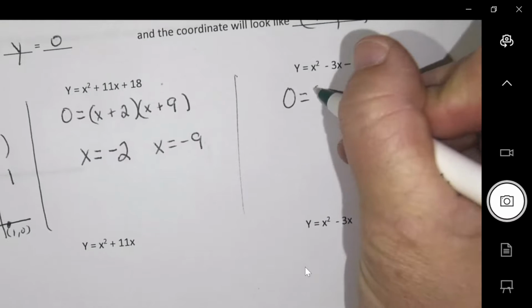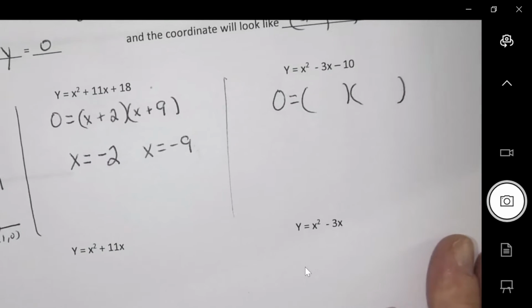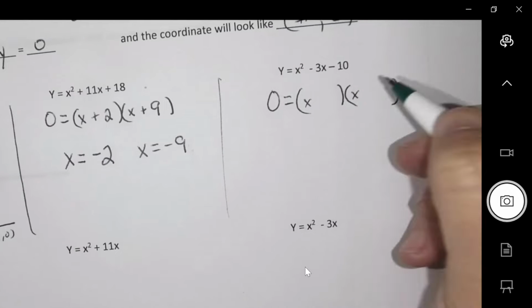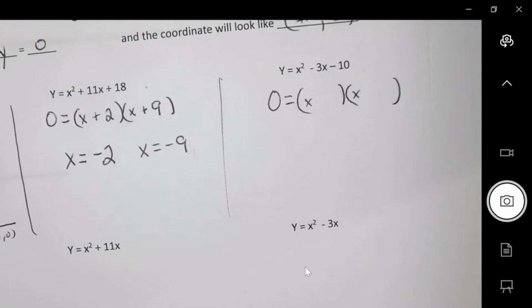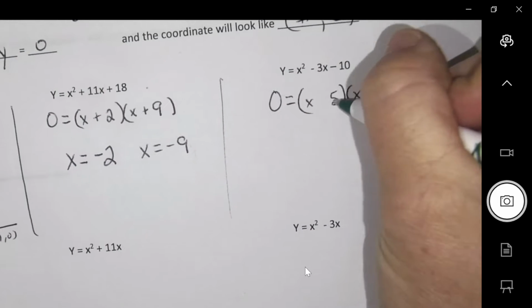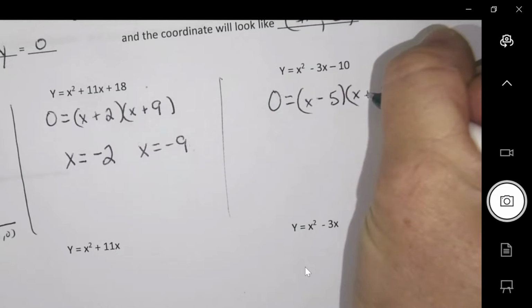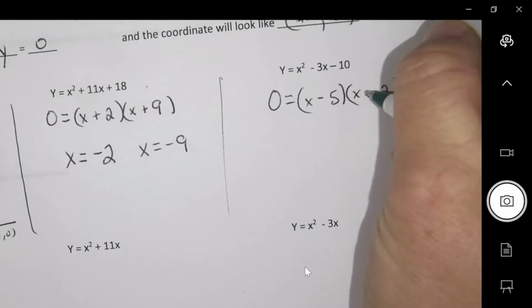Okay, 0 equals, this is another trinomial, so same idea. Can you think of 5 and 2? 5 times 2 makes 10? And the signs, there's going to be 1 plus and 1 minus because of the -10. So the negative has to go on the 5, because remember it's trying to add to a -3.